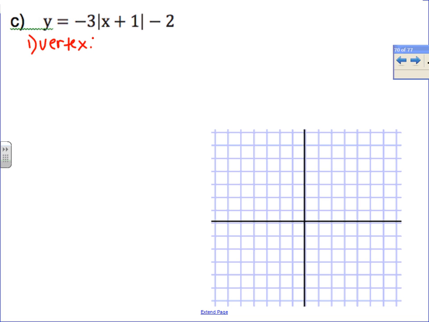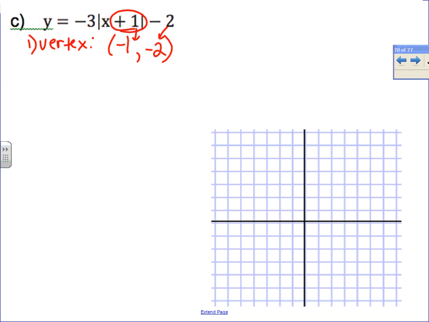Letter C is different because instead of the inside of the absolute value symbol being a minus, it's a plus. Remember, for the H, you always have to take the opposite of it. So our H in this one is -1, because our standard form is a times the absolute value of x minus h, plus k. The K is -2. The K always gets dropped down. This one is always the opposite.